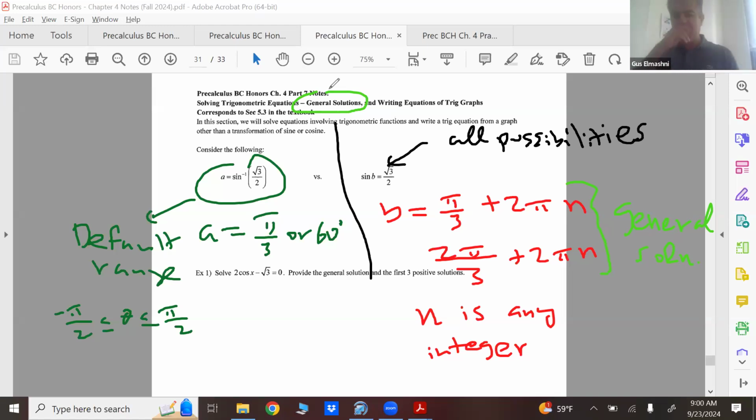But there will be some part where you have to do it without a calculator, like this one right here, right? That has to be done without a calculator because you got to know your unit circle. So if I give you an inverse trig function, just give me the default range. But if I say provide general solutions, then I want all possibilities.